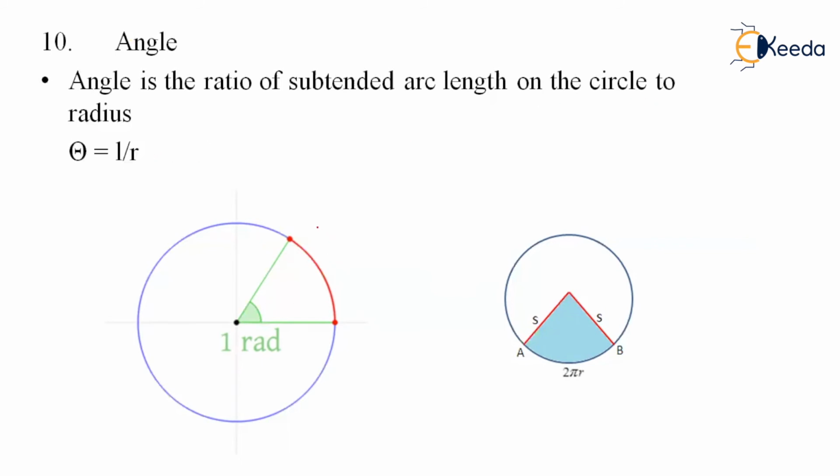Now this is the arc, starting from here till here. This is the arc length, and the angle subtended will be at the center. This is your radius. So L by R will be your theta. This is the theta here. This much part is your theta. So theta is L by R, the ratio of the subtended arc length on the circle to the radius.